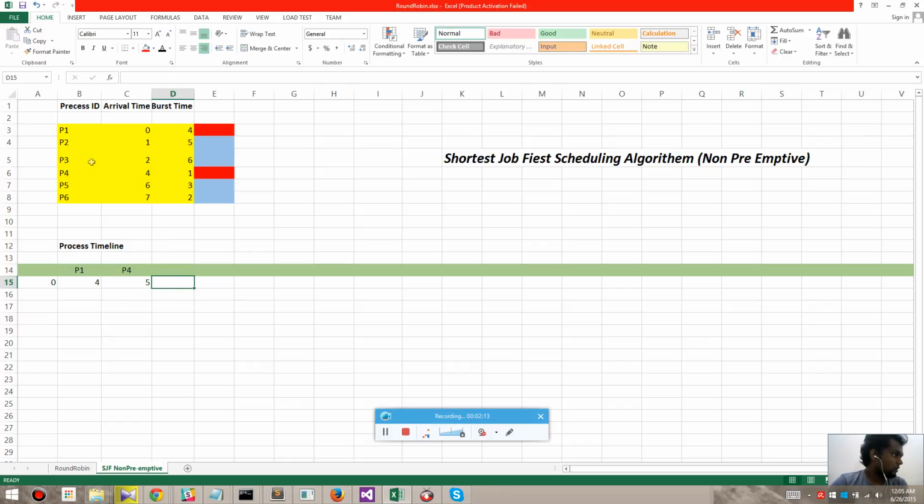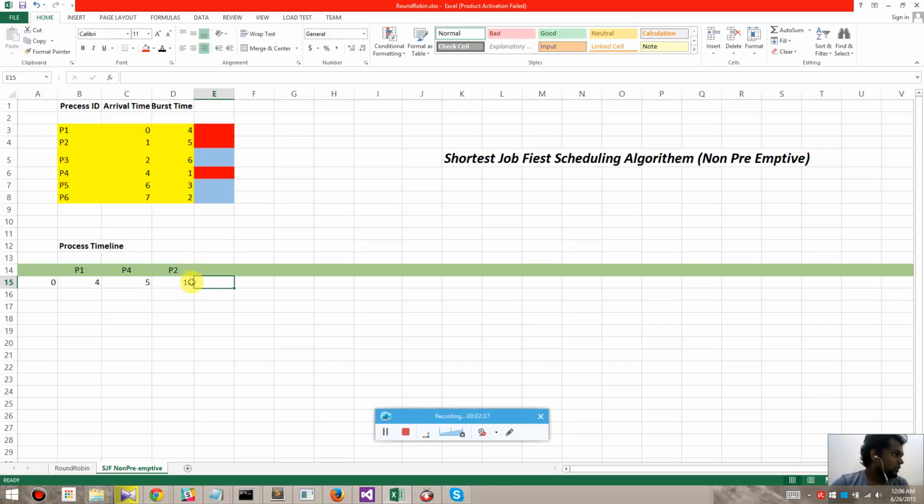process arrived. It's P2 and P3 still, so between these two, P2 has the shortest burst time, so I'll execute P2 next, and 5 plus 5 means the timeline is 10, and this will be P2.